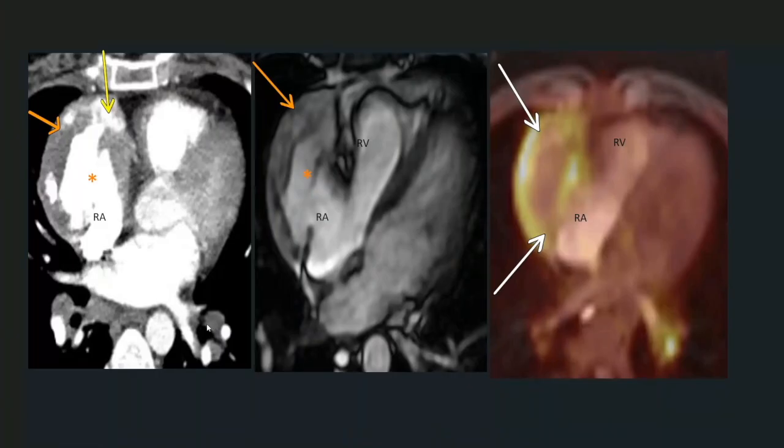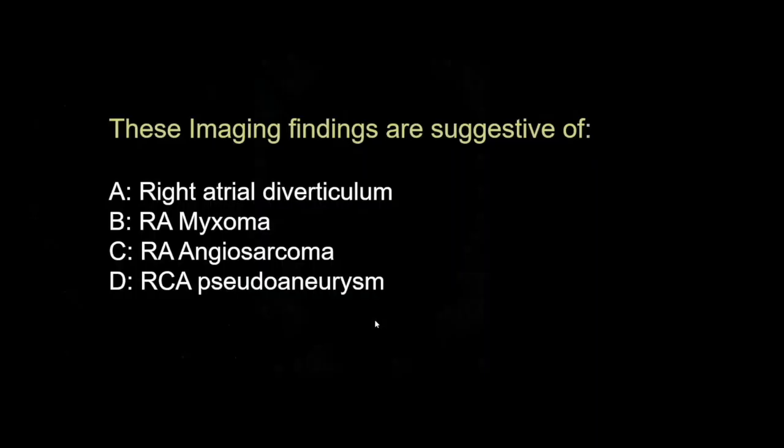So these are the images from the CT. This is an ECG gated CT. This is an MR, and then this is a PET MR of the same patient. And we can see that this is a large mass originating from the right ventricle lateral wall. It has contrast enhancement and a soft tissue component, and the soft tissue component has FDG avidity also. So based on these findings, what's the most likely diagnosis?